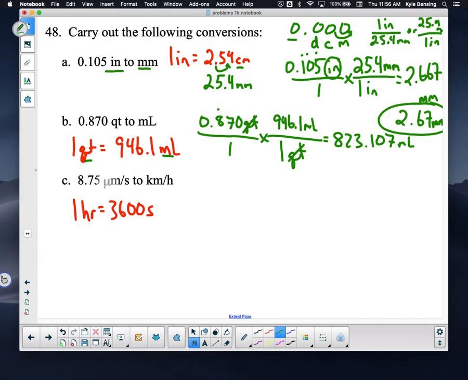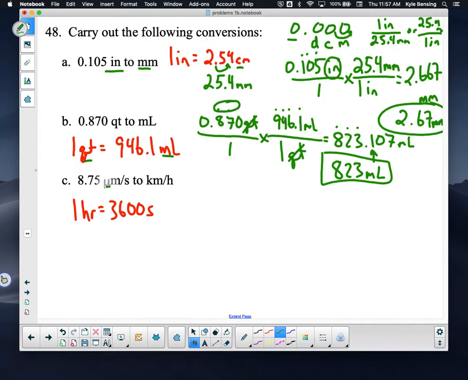I have 3 significant figures there and 4 there, so I go with 3. Three significant figures means 1, 2, 3, and if the next digit is 5 or higher, I round up, but it's not. So 823 milliliters is my answer. Good. Nice and easy. This one is a little bit more complicated.